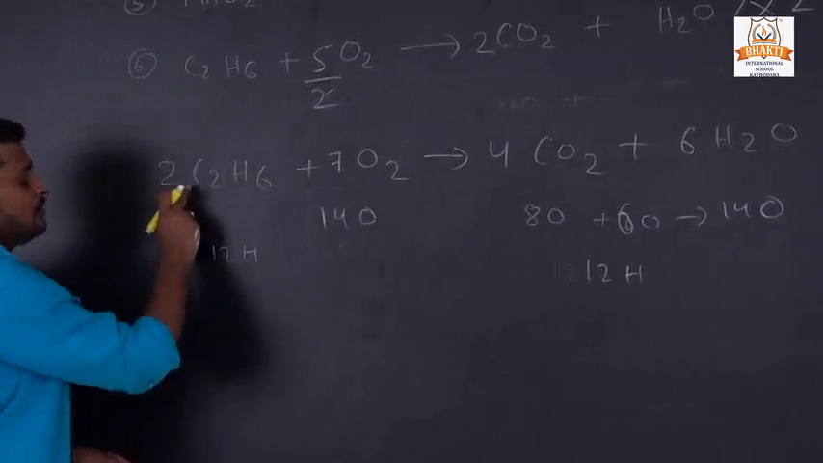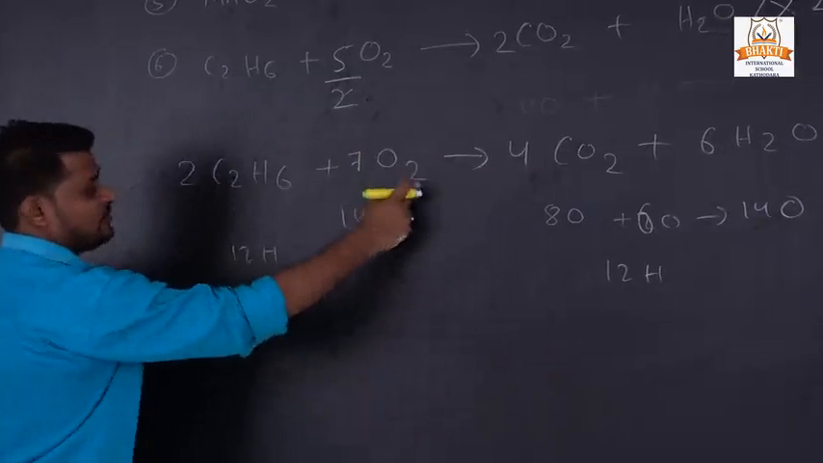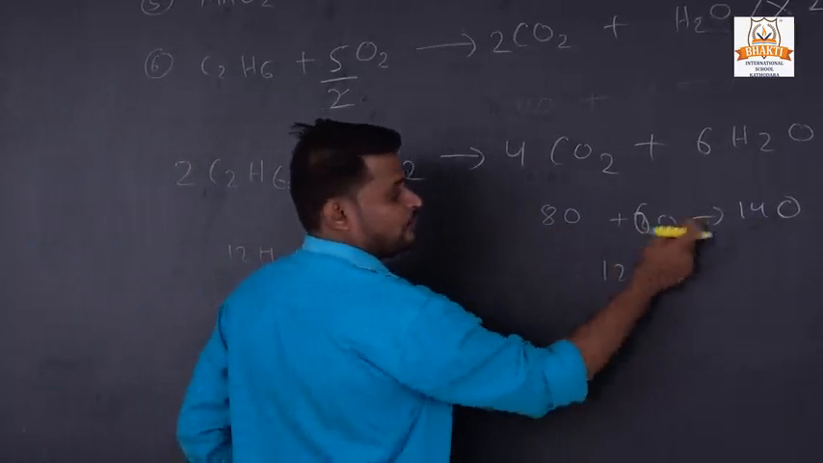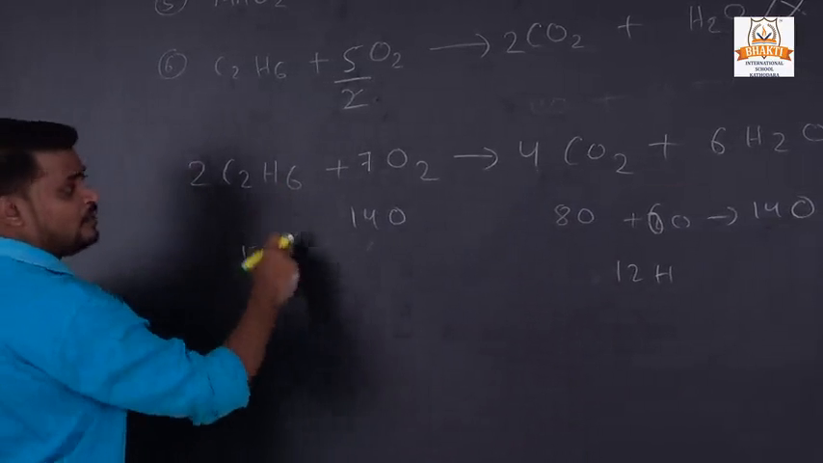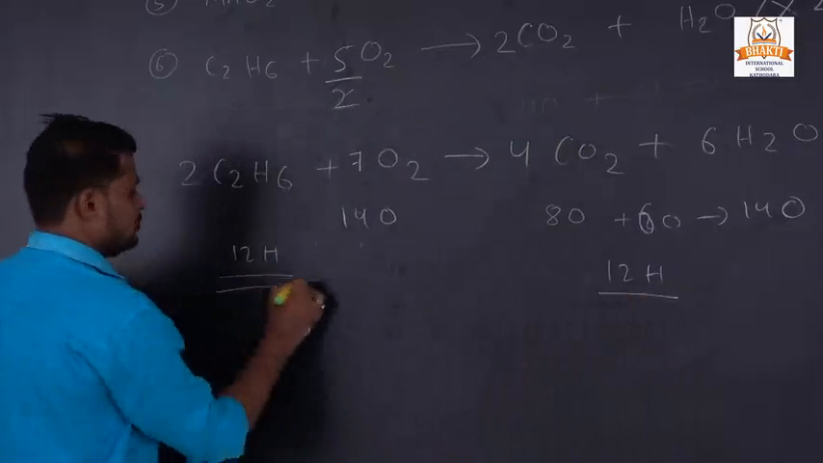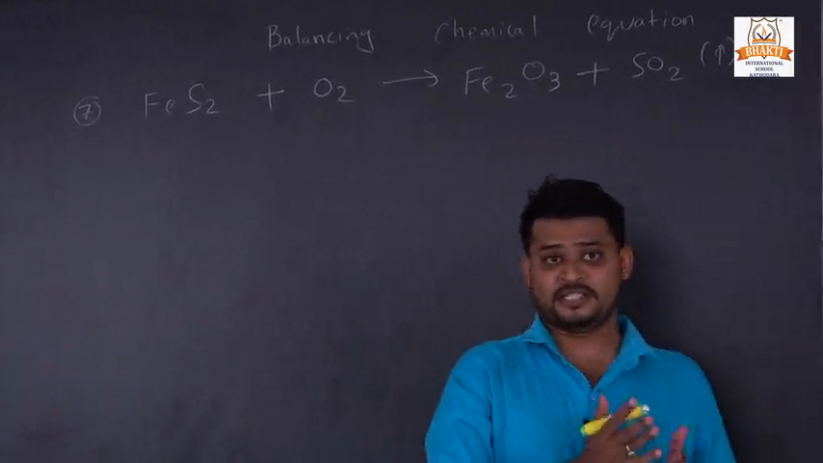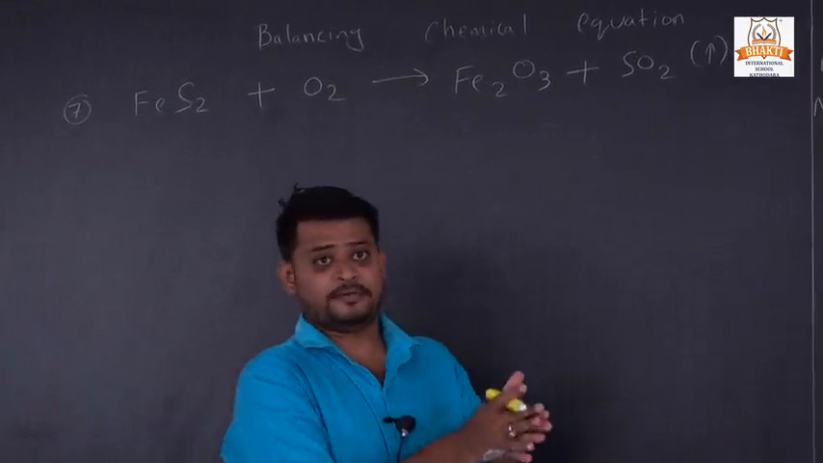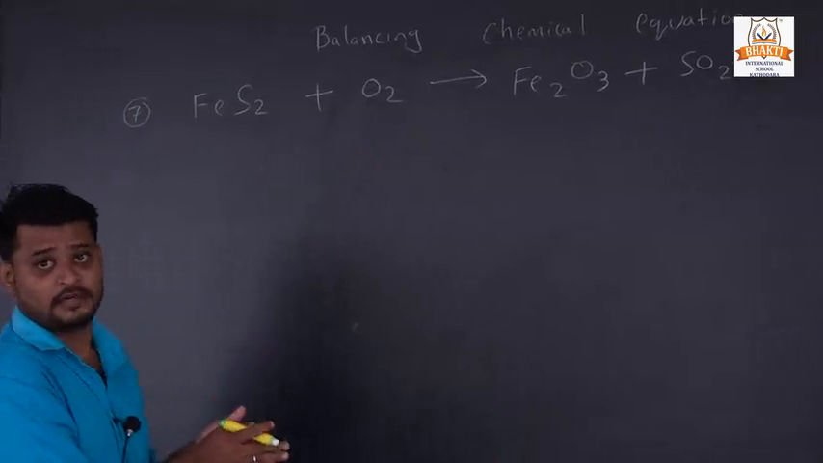So check carbon 4, oxygen 14, and hydrogen. Here hydrogen 12 and here hydrogen also 12, means whole equation was balanced. Now we see now example number 6. Like that same question, example number 7 we will do with same method.